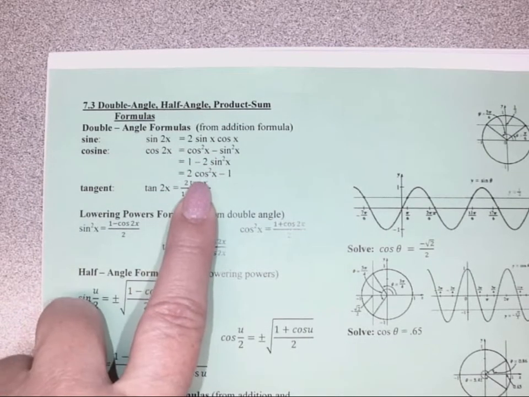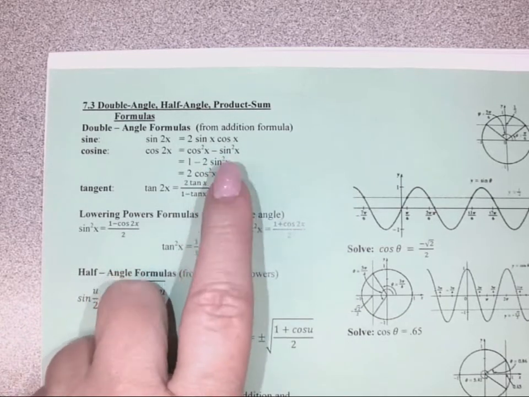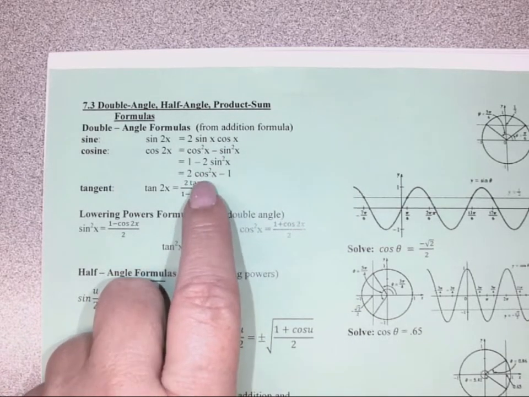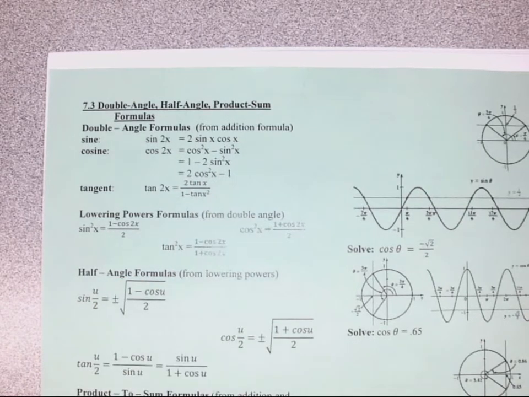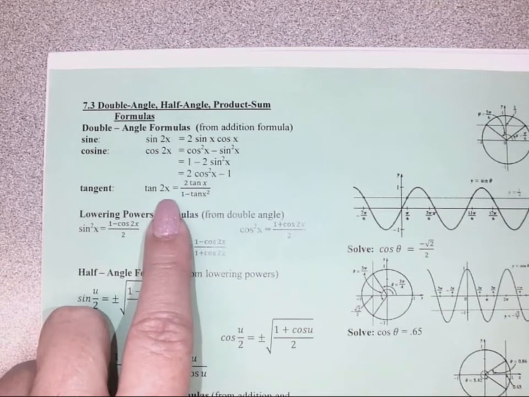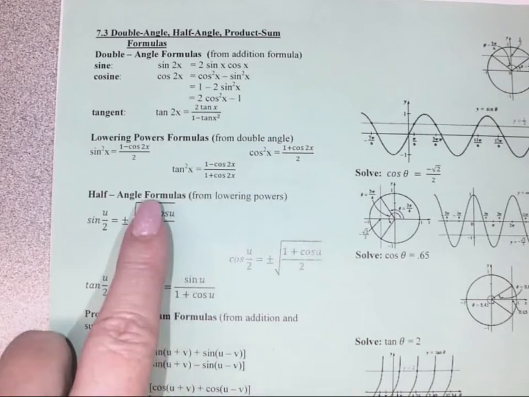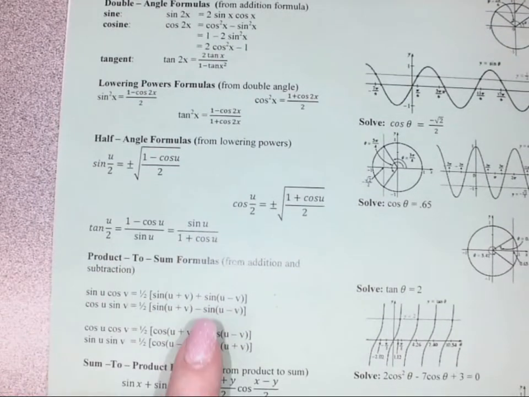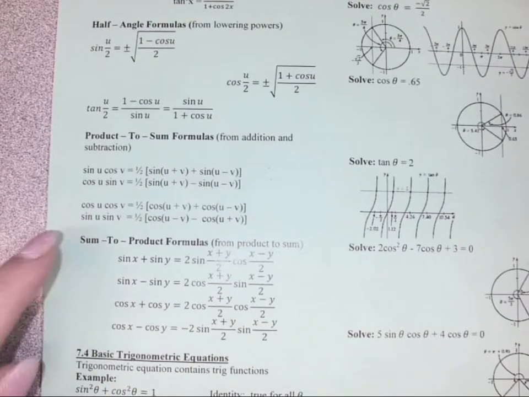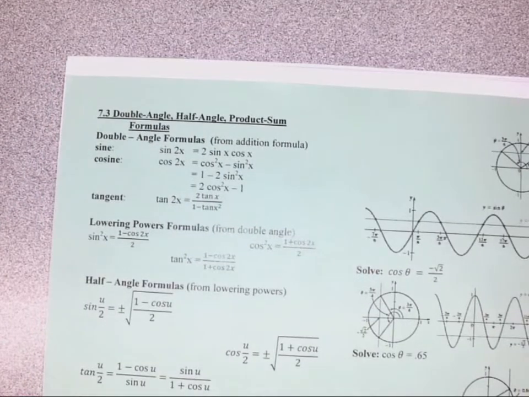Cosine of 2x has three formulas you can choose from. One that has cosine and sine, one that has sine only, and one that has cosine only. So depending on what you're given, you can use the right formula to get what you need. We also have a tangent of 2x. We have lowering power formulas. We have half angle formulas. We have product to sum and sum to product formulas. So we have a whole list of formulas we're going to use in this section.